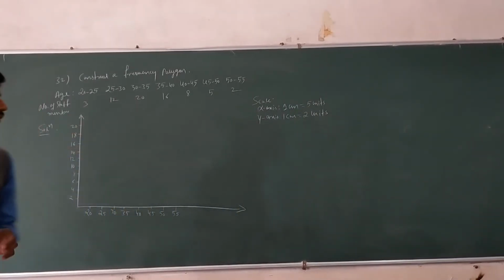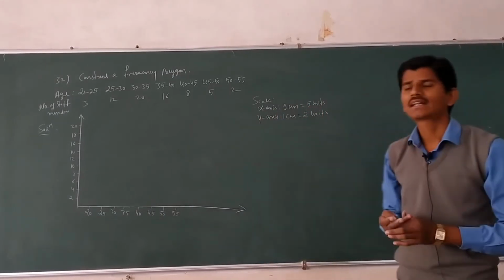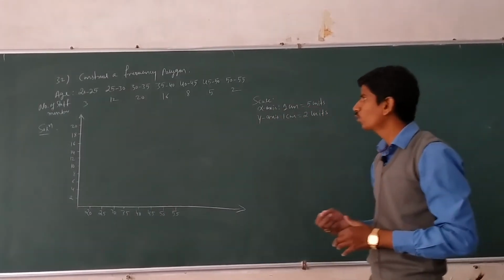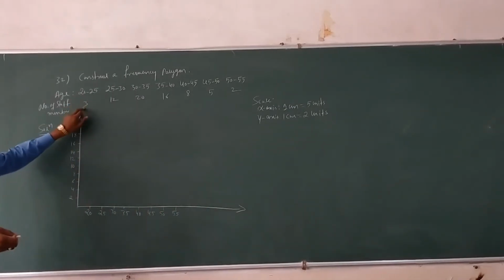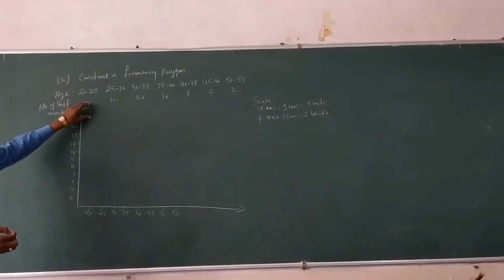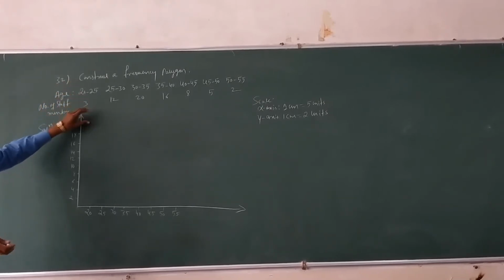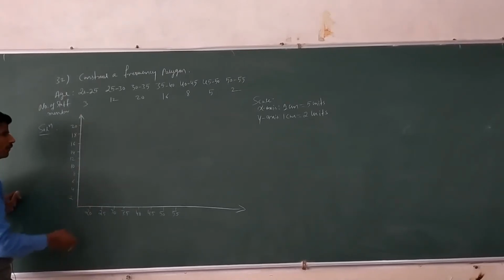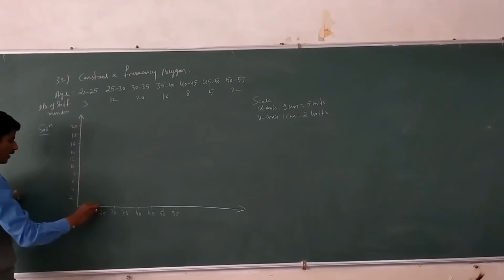Okay, here the frequency polygon is plotted against the mid values of the class intervals. Here 20 to 25 is there. Here the mid value is what? 22.5. In a frequency polygon, the class mid values are plotted against the frequencies. Here the mid value 22.5 has height 3. That is, 22.5 is 3.